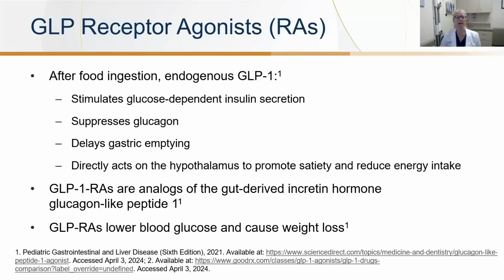So the GLP-1 receptor agonists, what's important about this classification of medications, and depending on your clinical history, is that endocrinologists have been very familiar with it, and my colleagues, who are endocrinology nurse practitioners. So what we know about this medication is that after food ingestion, you have this endogenous GLP-1 that is secreted, and it stimulates the glucose-dependent insulin secretion, suppresses glucagon, delays gastric emptying, and directly acts on the hypothalamus.